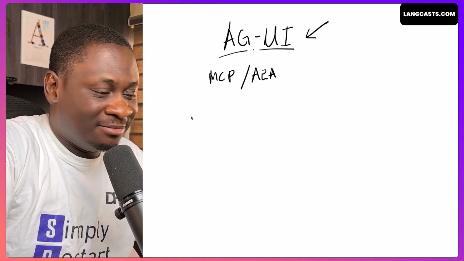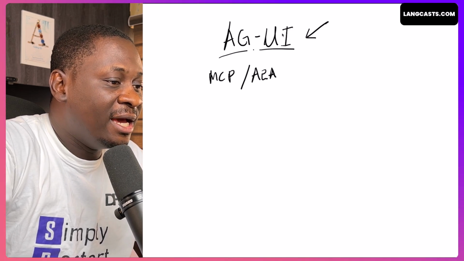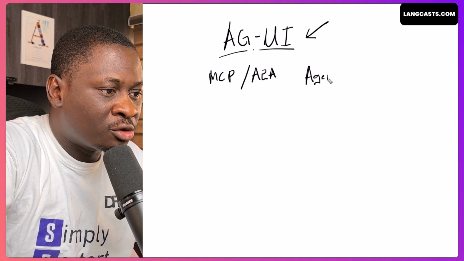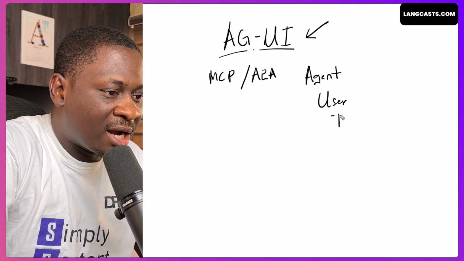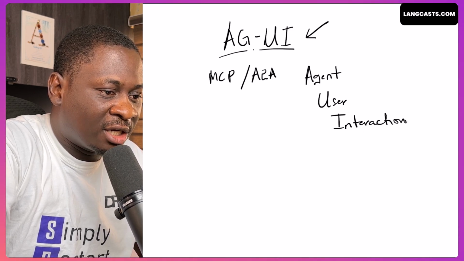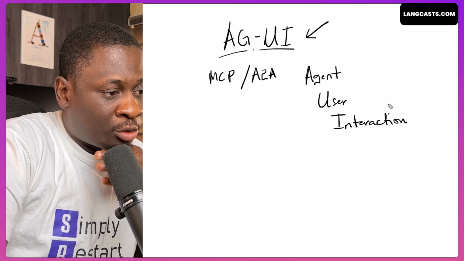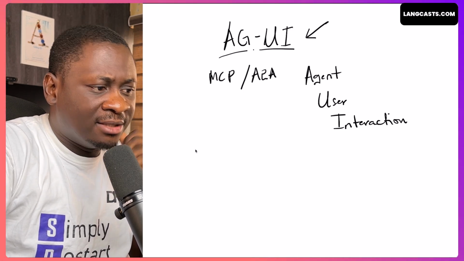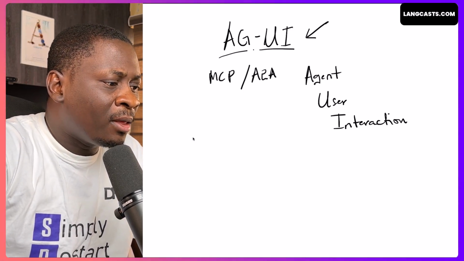Now, what is AGUI? Because that's what this video is all about. Let us look at what AGUI is. AGUI stands for Agent User Interaction Protocol. Now, what does AGUI stand to do? We know what MCP does. We're getting familiar with A2A.